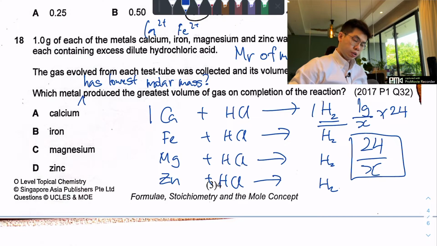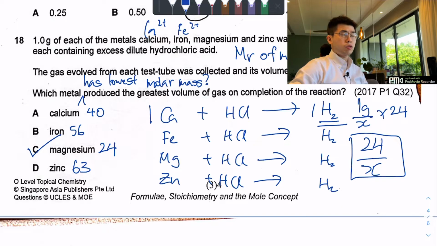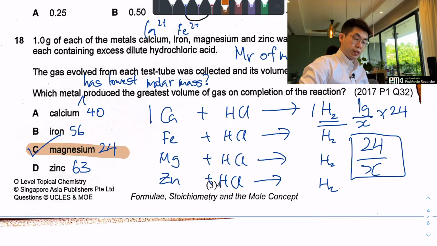So if you consult your periodic table, I believe the answer should be magnesium. Magnesium has a molar mass of 24. Iron should be, I think, 56. Calcium is 40. Zinc, please correct me if I'm wrong, which I most likely am, it's 63, I think, cannot remember, 63 or 64. Alright, so the answer here is magnesium. Okay, so please learn how to interpret the question properly.